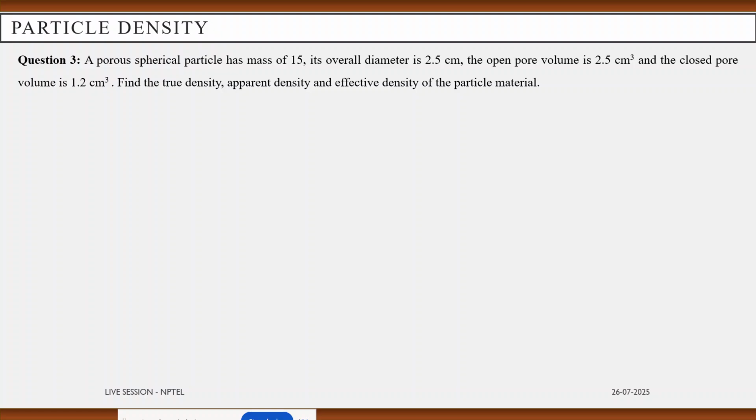Coming to the next and last question of this session, you have to calculate the true density, apparent density, and effective density of the particle, where we consider a porous spherical particle having a mass of 15 gram and an overall diameter of 2.5 centimeter. The open pore volume is 2.5 centimeter cube, and the closed pore volume is 1.2 centimeter cube. You calculate these three densities based upon the definitions that we discussed in the last slide. It will be very easy. You follow the definitions and you will be able to get it.